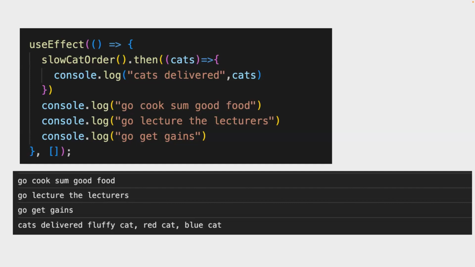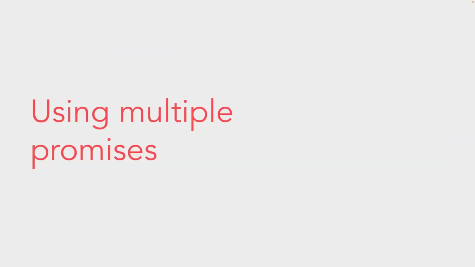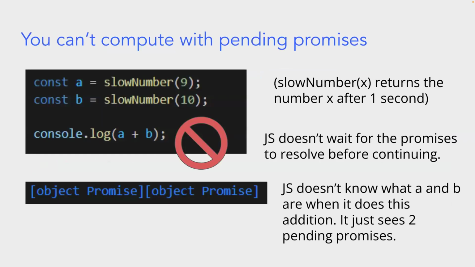Are you with me so far? All right. Something cool about promises is that the .then actually returns another promise. So it might be a little trippy, but this guarantees that we can do promises one after another sequentially. But what if we want to use multiple promises? Well, we have to be really careful.